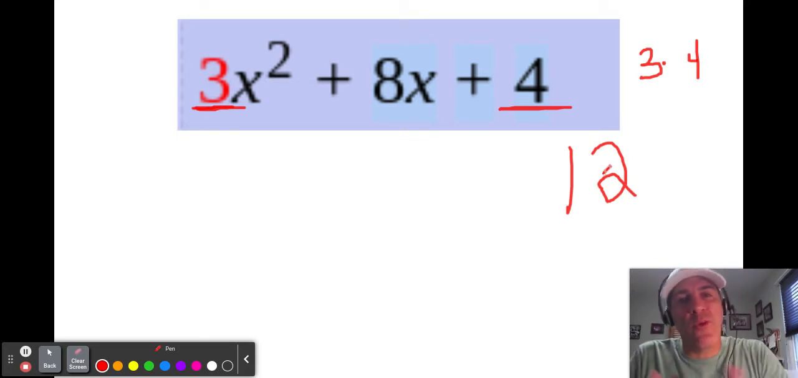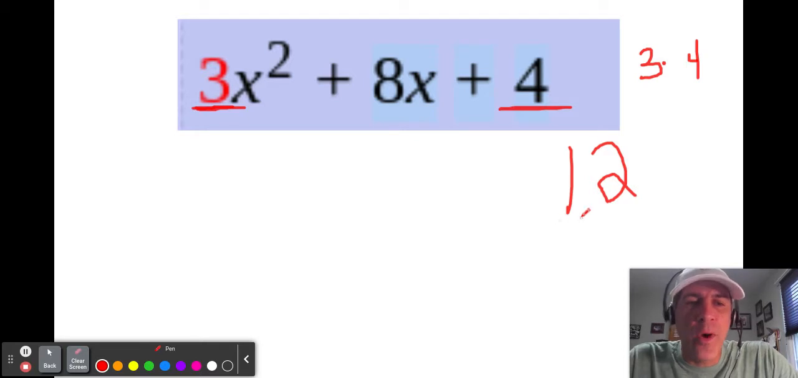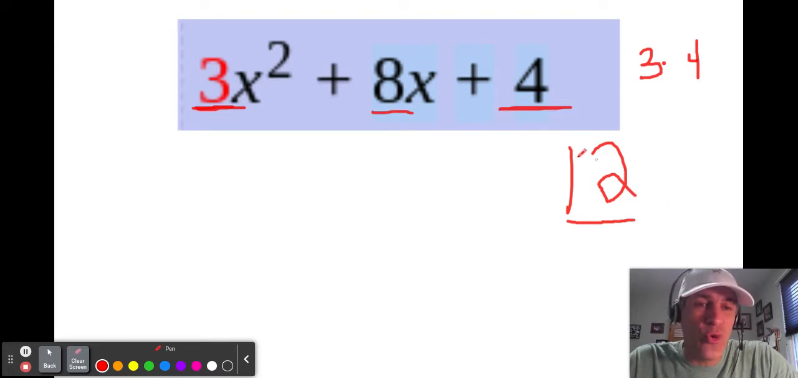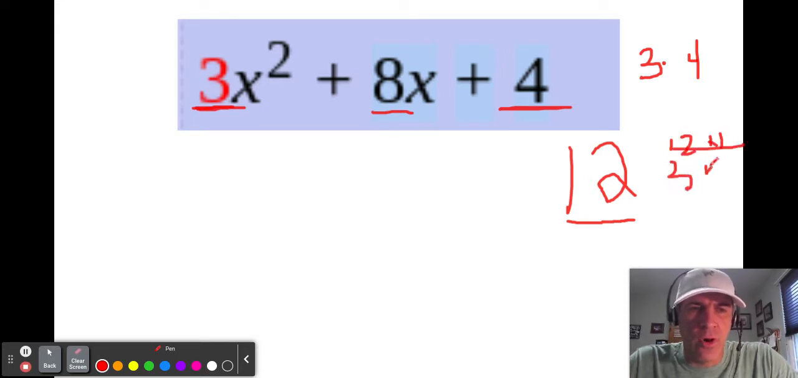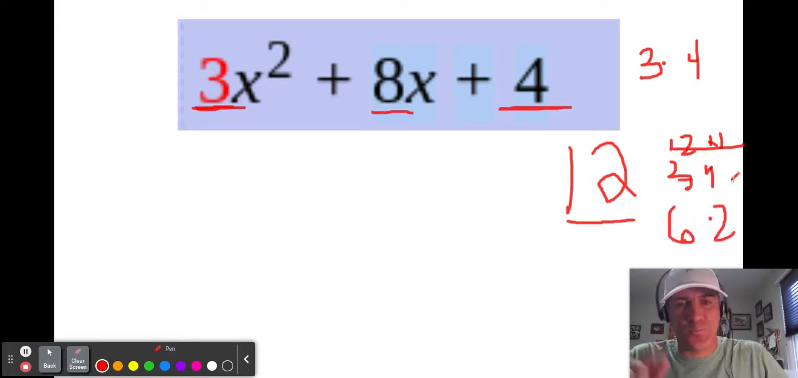Now, similar to how we factored previously, I want to find what factors of 12 add to 8. So what factors of this new AC instead of just C? What factors of A times C, which is 12, add up to 8? So if I go through my factors of 12, I have 12 and 1. Nope, that's no good. 3 and 4. Nope, that gives me 7. That's close. What's left? 6 and 2. Aha, so 6 and 2.